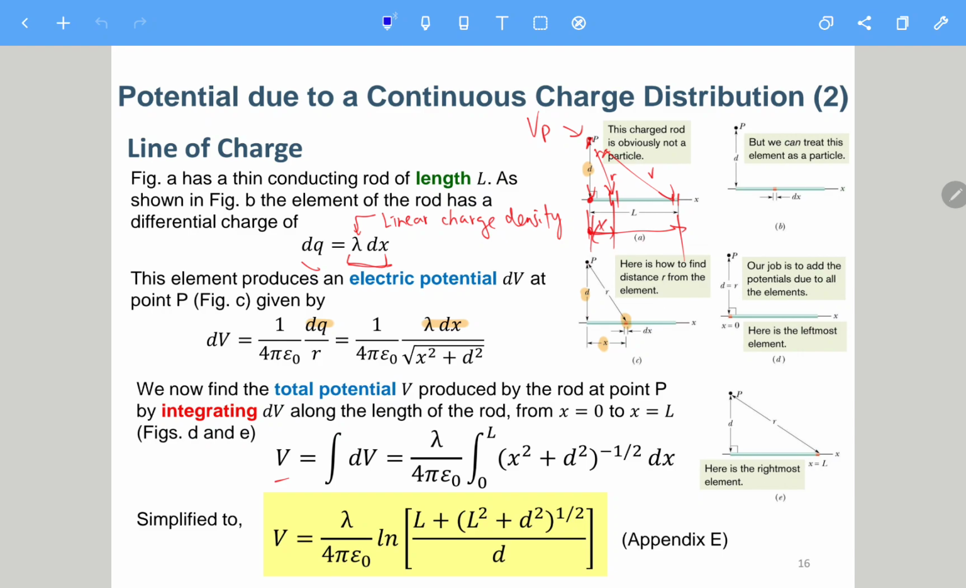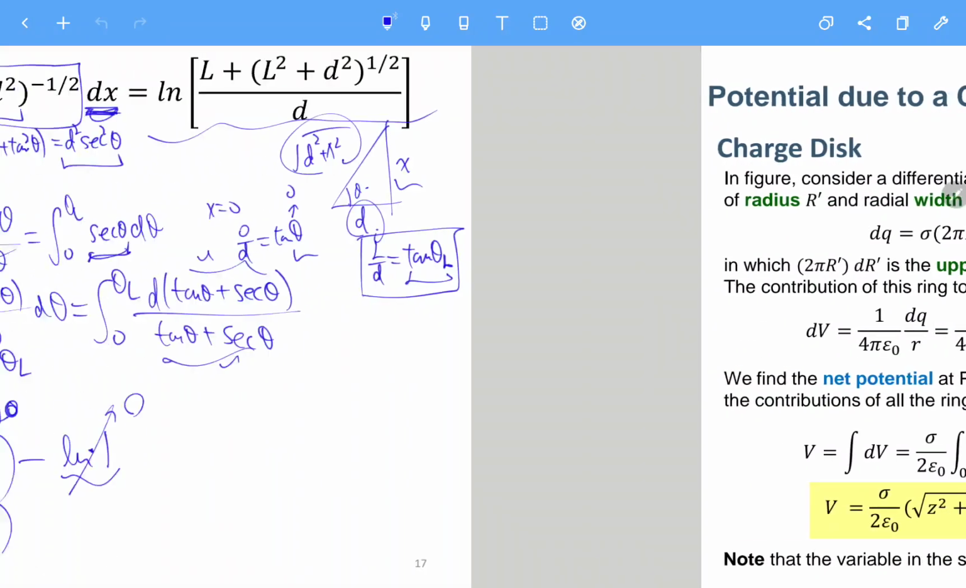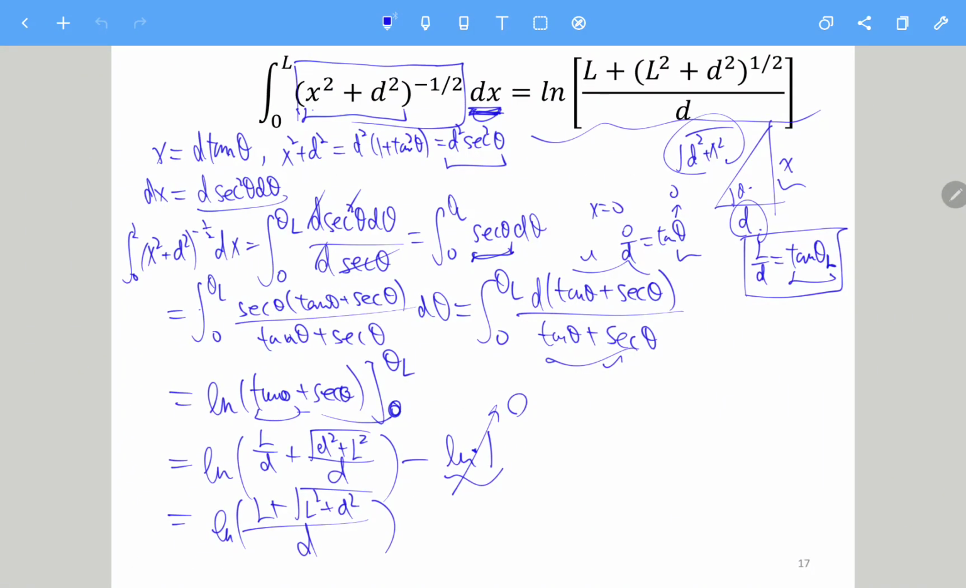So this is for the line of charge. We will be able to find the potential at point P with a variable d. No matter how far it is, you will be able to find it with this expression. Okay, so let us stop here today.